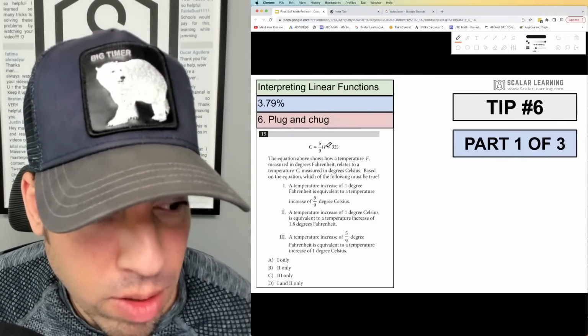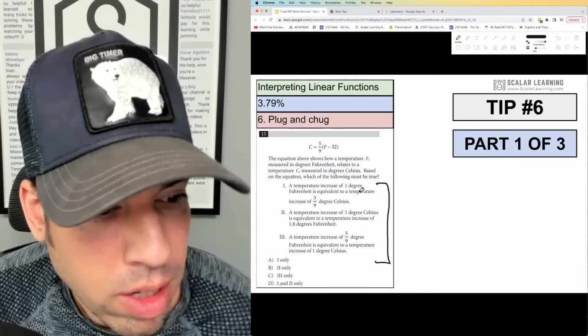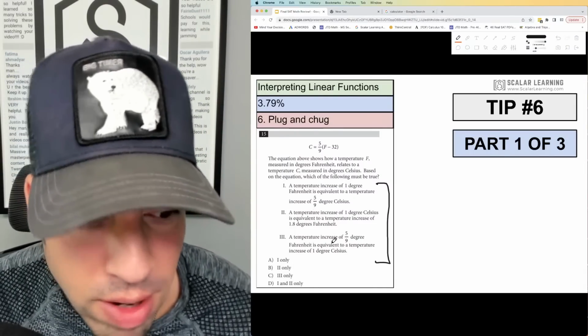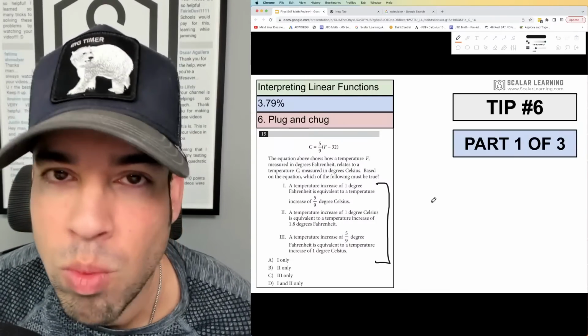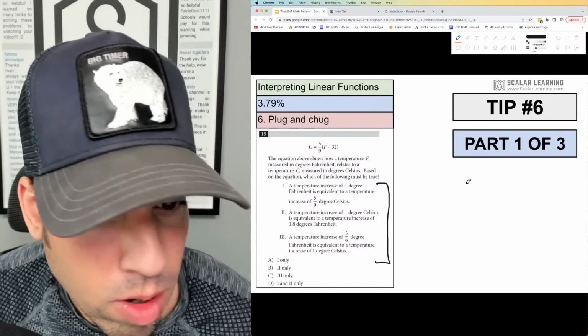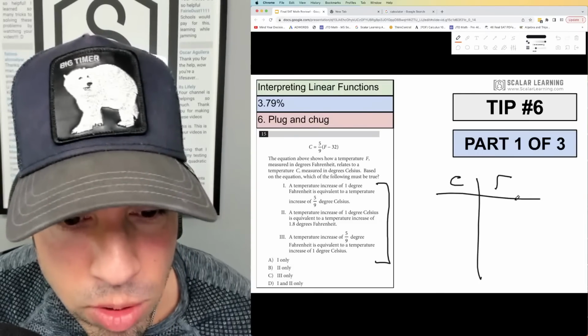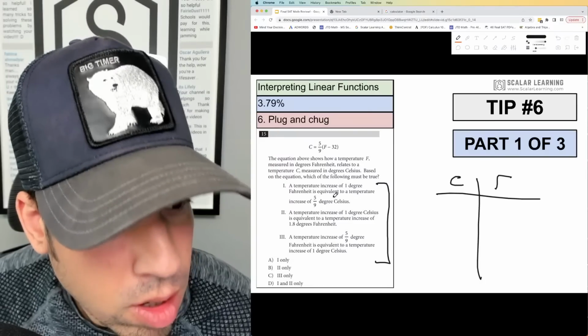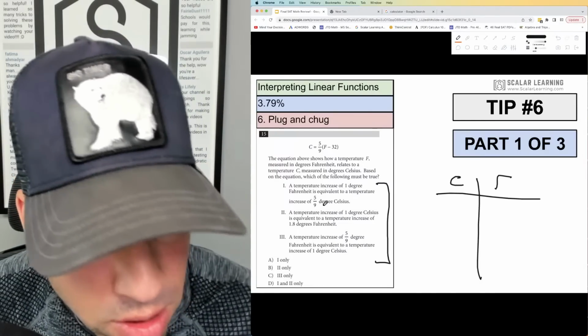And we got this question. Now, this is a pretty hard question, okay? Increase of 1 degree is equivalent to 5/9. Increase of 5/9, you know, all this stuff. But watch how nice plugging in is. Celsius, Fahrenheit. I'm going to make a little table as well. They said an increase of 1 degree Fahrenheit is equivalent to a 5/9 Celsius increase.